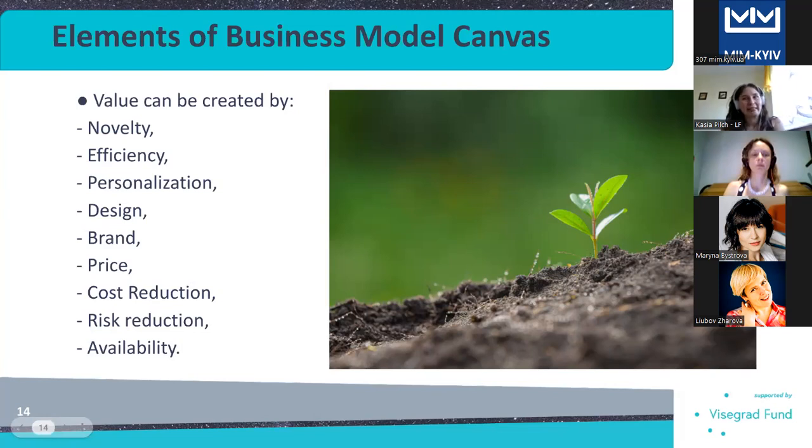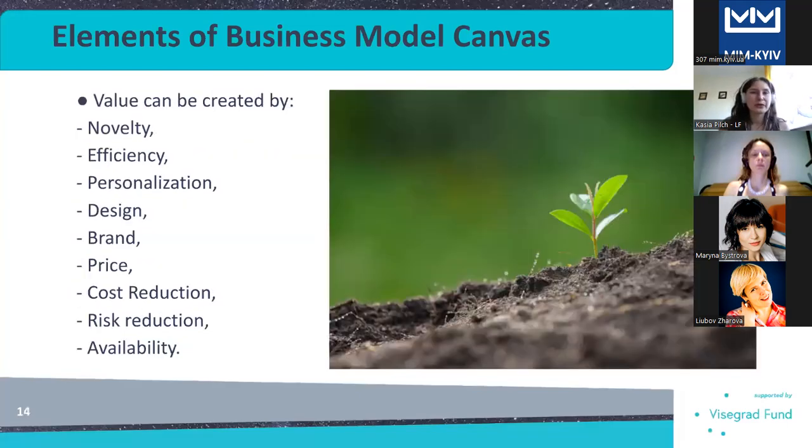Availability. So maybe the value is something that is available. For example, many small supermarkets or gas stations charge more for food, but you pay because they're open at night or something. So, just different ways to create value. You can think about what your value is. What is the value of your product?